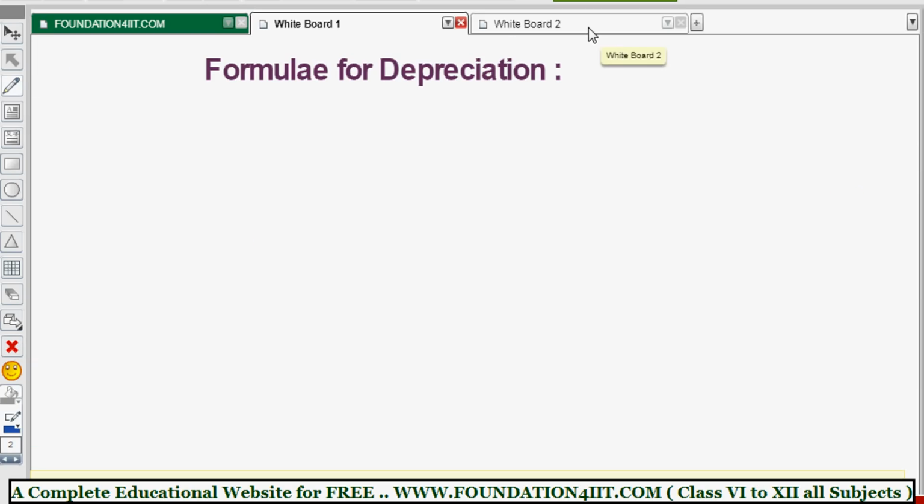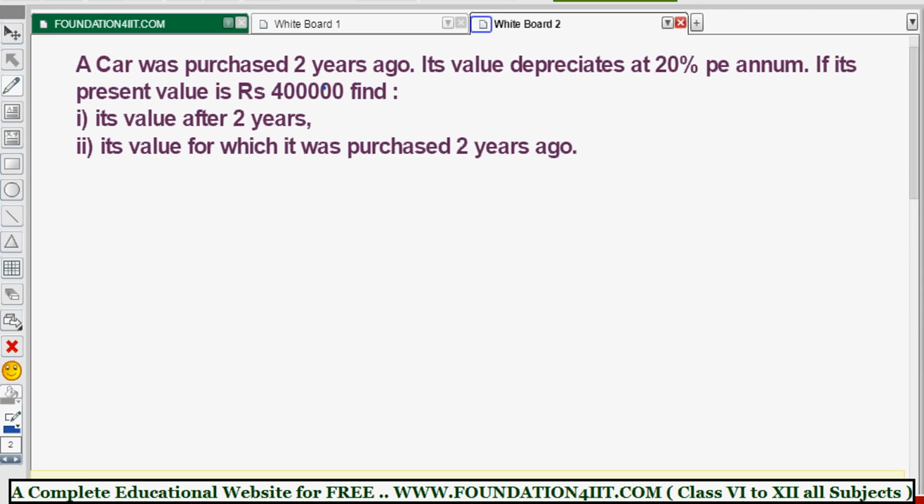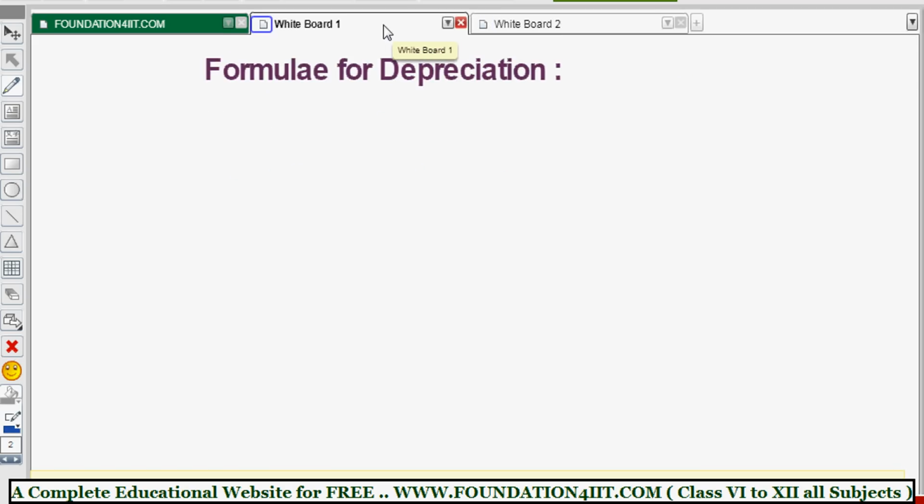I'll show one problem here. For example, a car was purchased 2 years ago. Its value depreciates 20% per annum. Depreciates means the value is decreasing from time to time. So if the present value is some amount, what's the value after 2 years? Otherwise, what was the value of this purchase 2 years ago? First we will see the formula, then we will apply it. Depreciation is nothing but decreasing; the value of the particular article decreases from time to time.